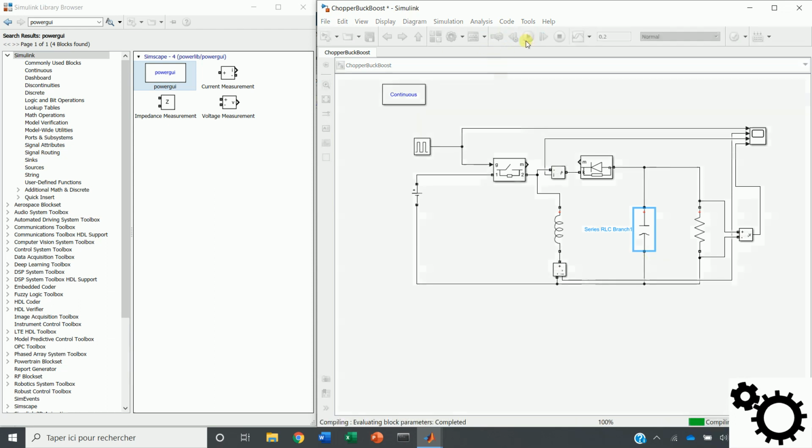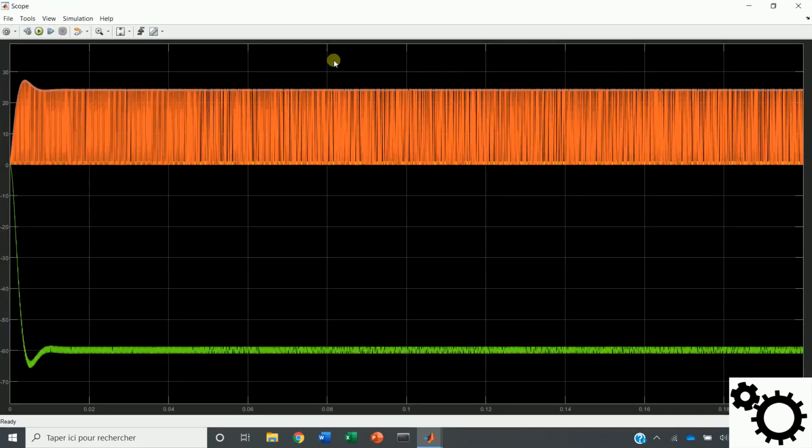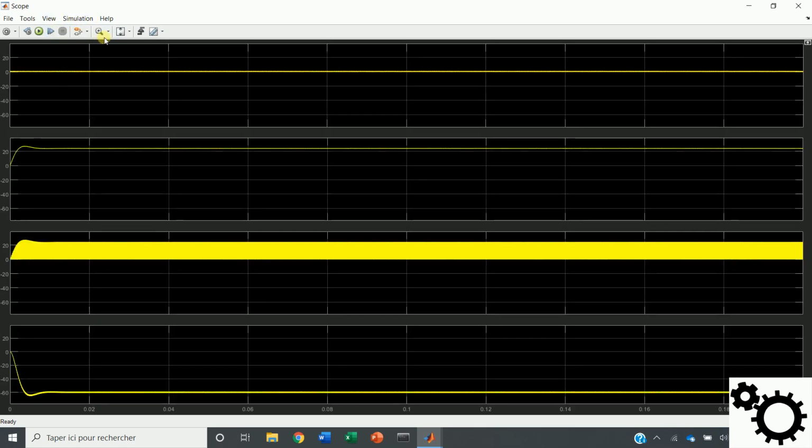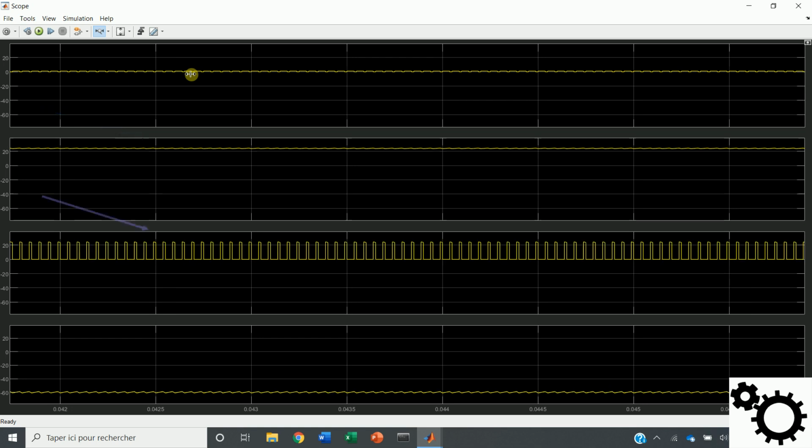So now we can run the circuit. We can see in the second graph the current through the inductor is always greater than 0. And in the third graph, the current through the diode is sometimes 0 and sometimes the same as the inductor one.